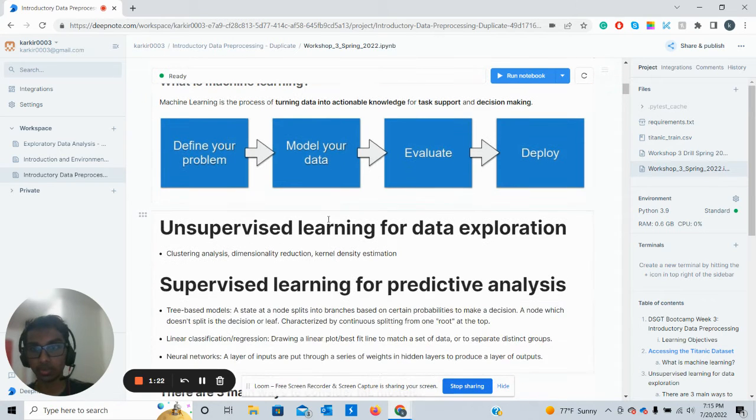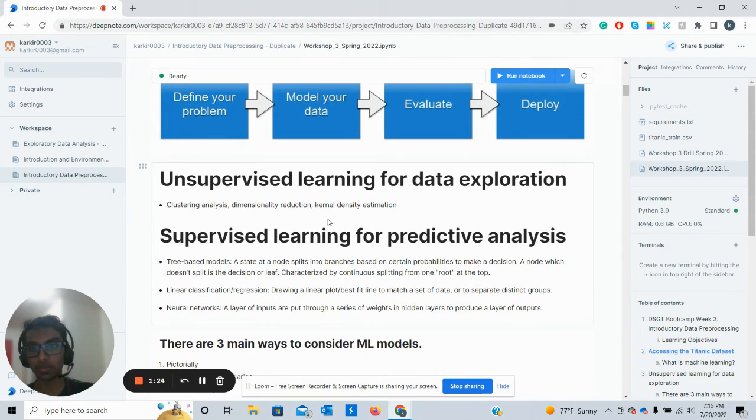There are two types of machine learning: supervised learning and unsupervised learning. Unsupervised learning is mainly for data exploration. Some examples are clustering analysis, dimensionality reduction, and kernel density estimation. On the other hand, supervised learning is for predictive analysis. Examples of that include linear classification / regression, neural networks, tree-based models. We'll talk about this in detail in the next workshop, but I just want you to get a sense that machine learning can be thought of as unsupervised and supervised learning. These are the two types of learning.